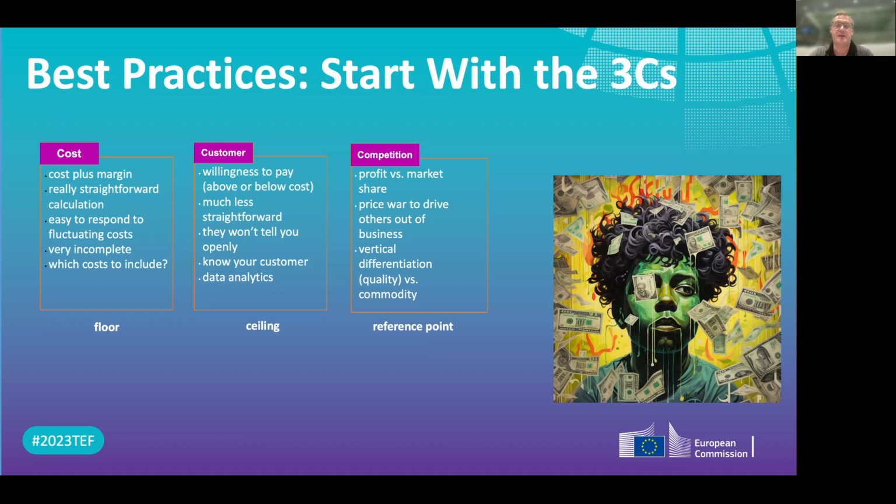So in summary, your cost is the floor, the very minimum you must charge not to make a loss in the transaction. Your customer's willingness to pay is really the ceiling of what you can charge, what you can get away with for that particular customer. And competition is your reference point. How do you compare to what else is available in the market? And all of these help narrow the range of any conceivable rates and give us a complete picture.